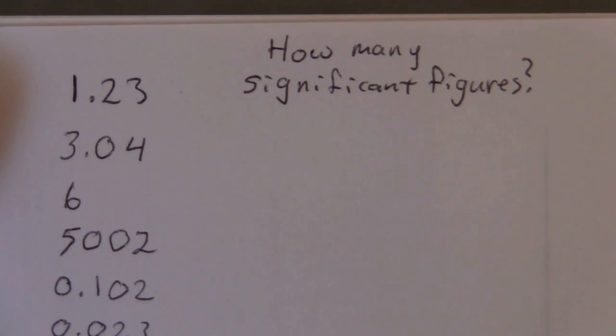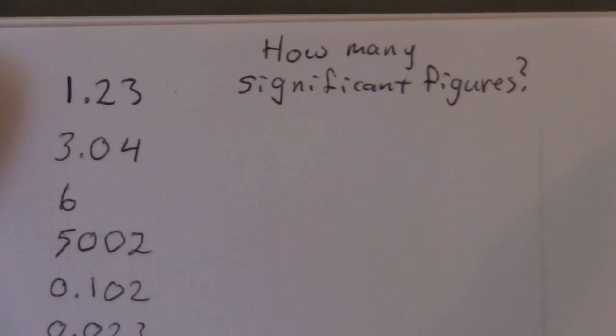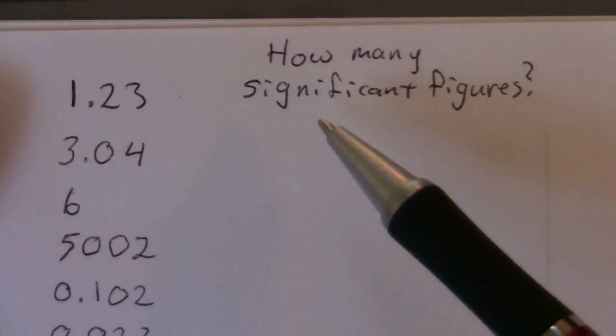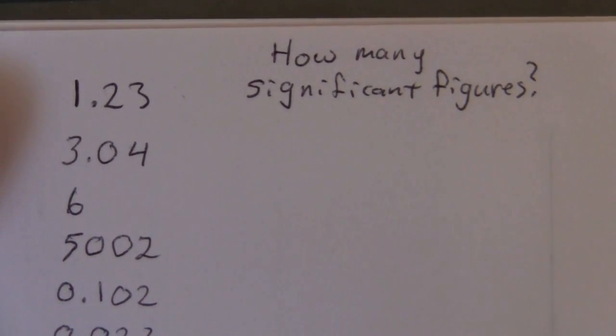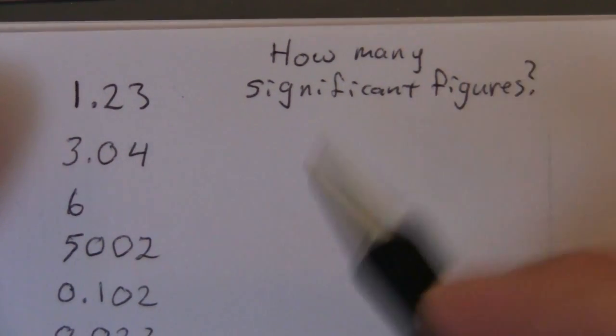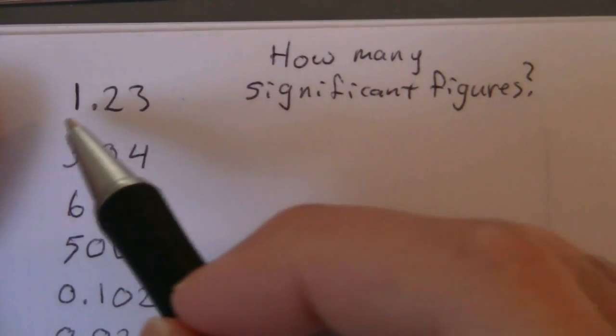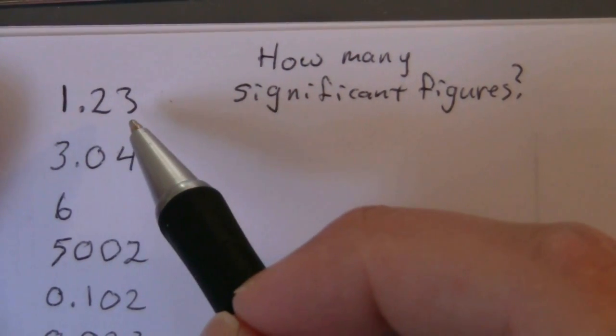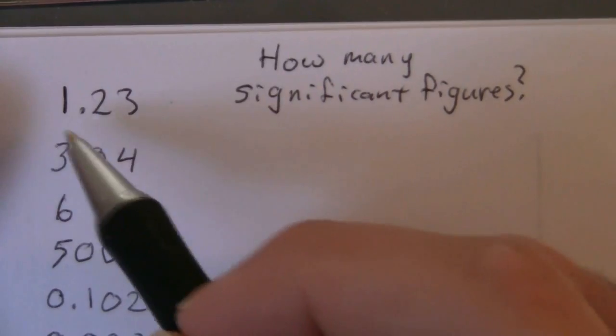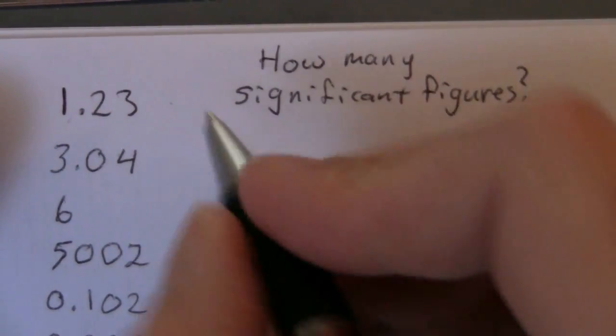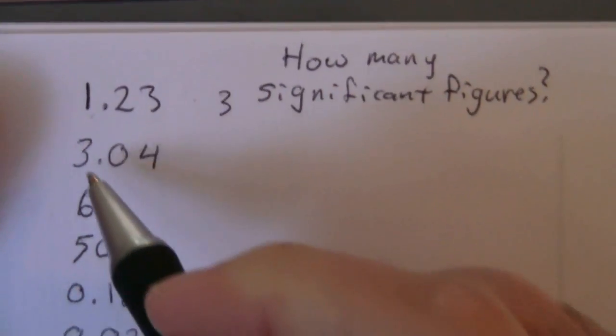We're going to do some examples of determining the number of significant figures in some numbers. So first we'll start off with some easy ones. Any non-zero digits are always significant. So here we have 1, 2, 3 significant figures.